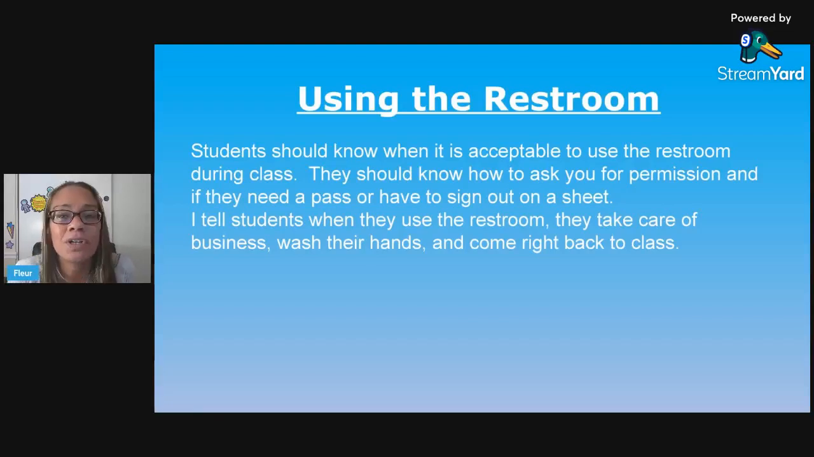You'll also want to check with your school or grade level team to see if there is a school-wide procedure. Like ours, we have bathroom passes and a 10-minute rule where they can't go in the 10 minutes at the beginning or the 10 minutes at the end of class.